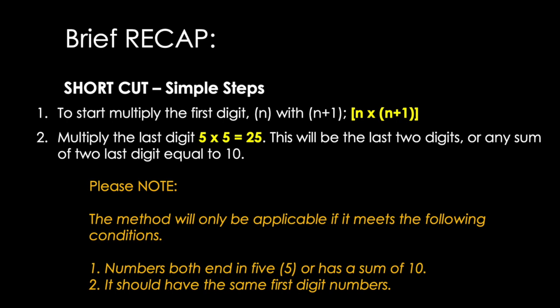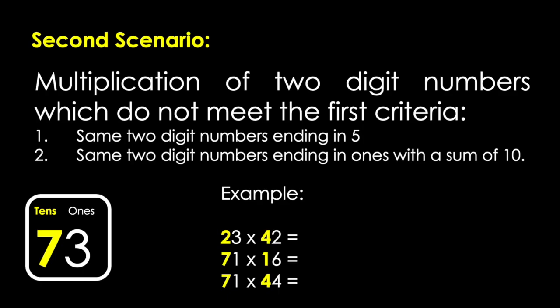Please note that the method will only be applicable if it meets the following conditions: the numbers both end in 5 or have a sum of 10, or, for the second one, they should have the same first digit. The second one applies to all numbers except for the first scenario.